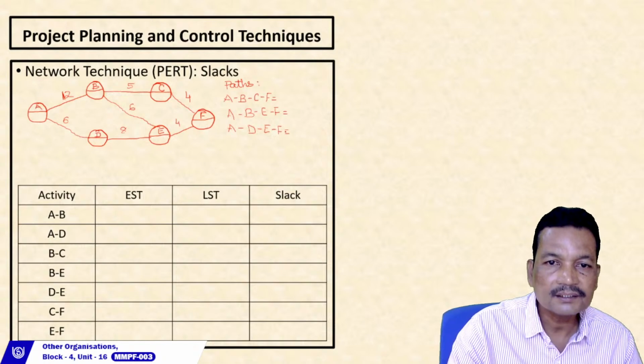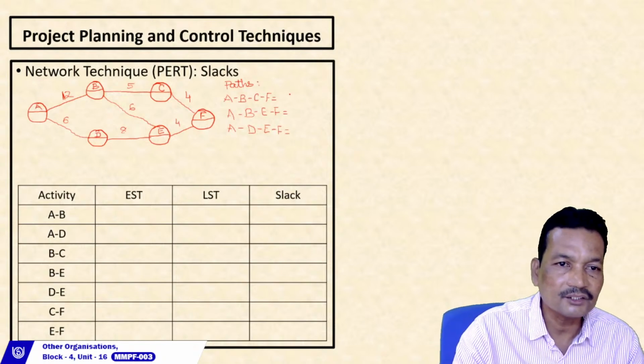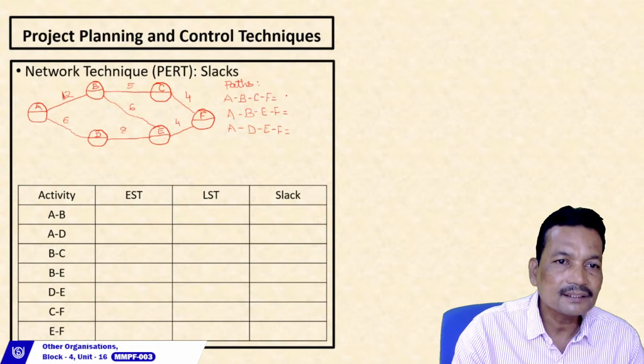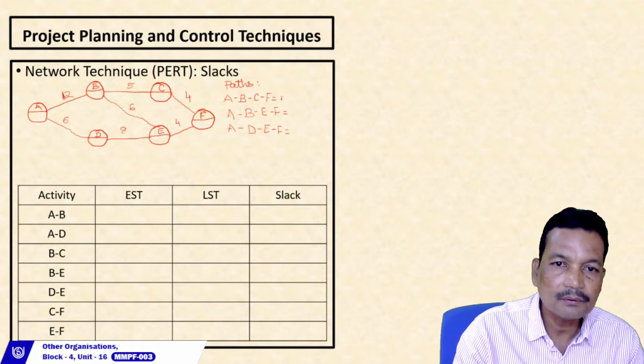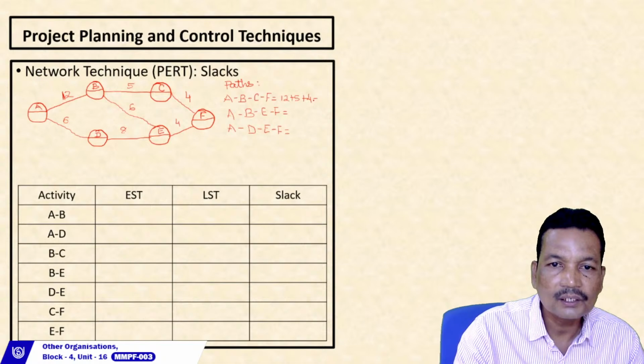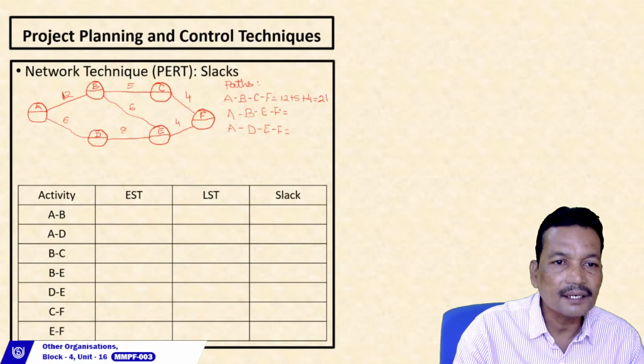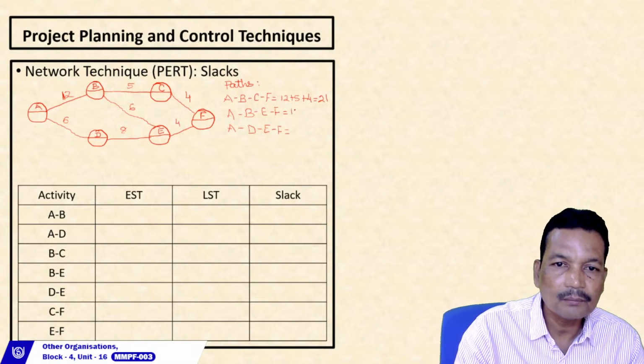Now let us see the time taken by each path. ABCF is 12 plus 5 plus 4, that is equal to 21. ABEF is 12 plus 6 plus 4, that is equal to 22.